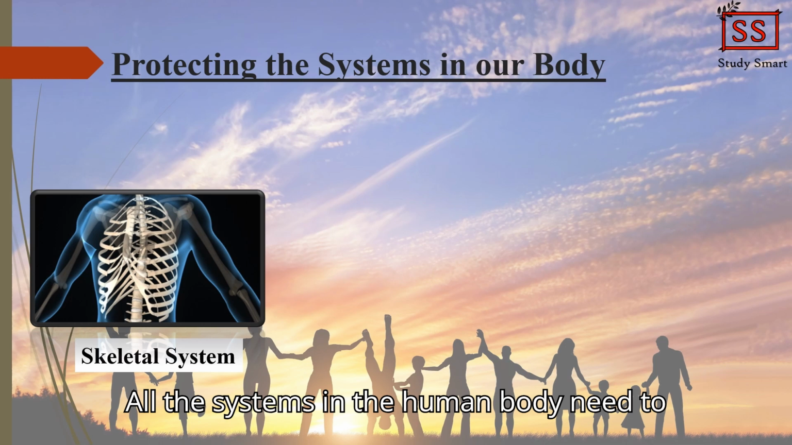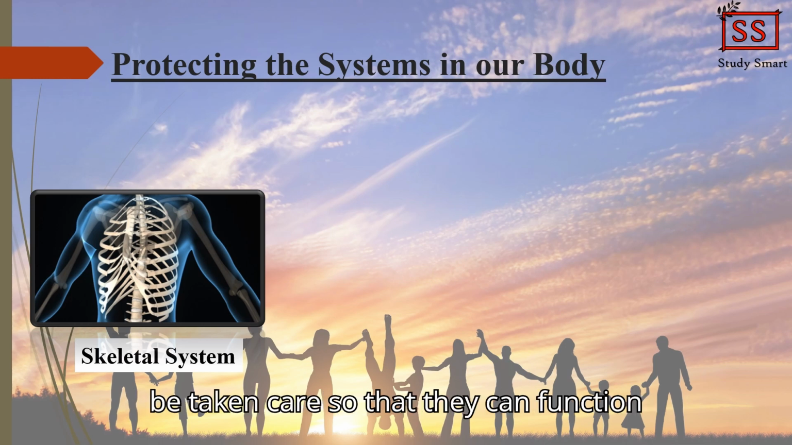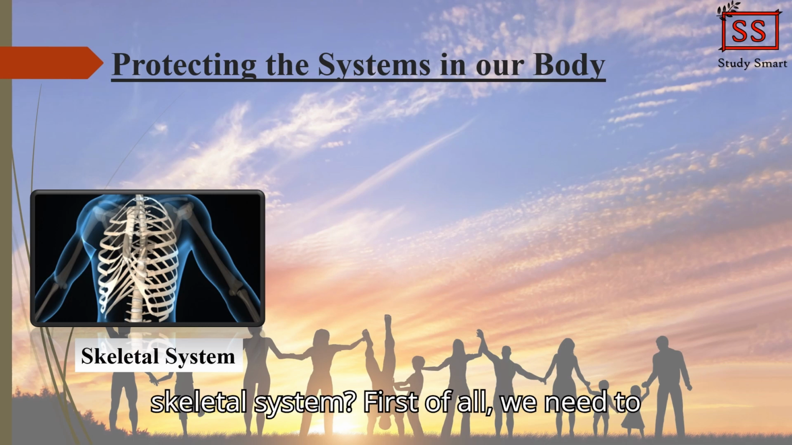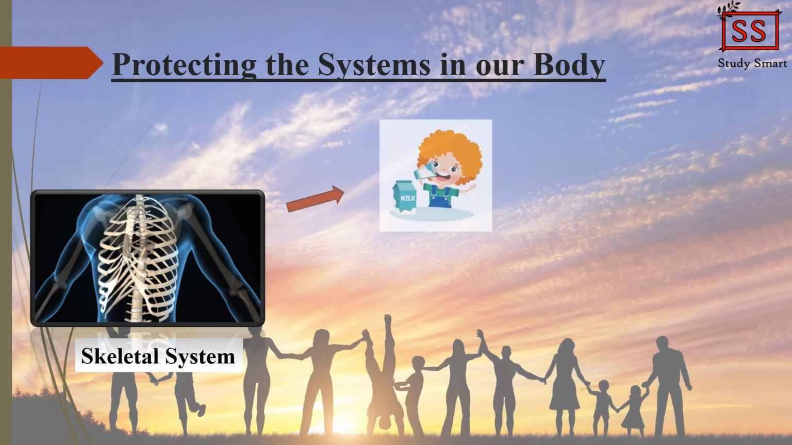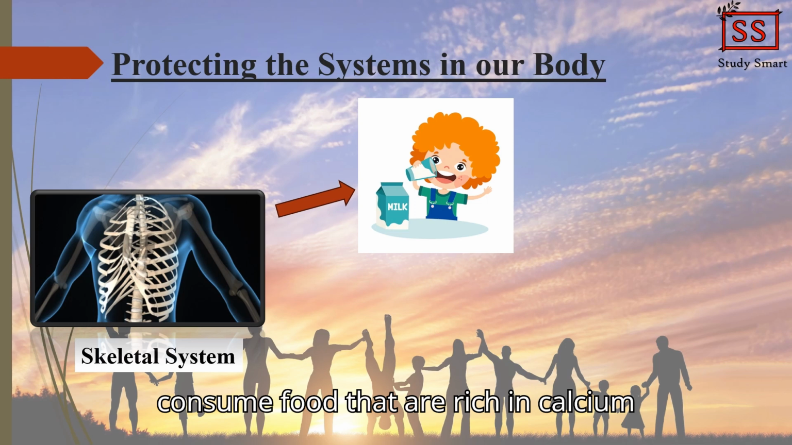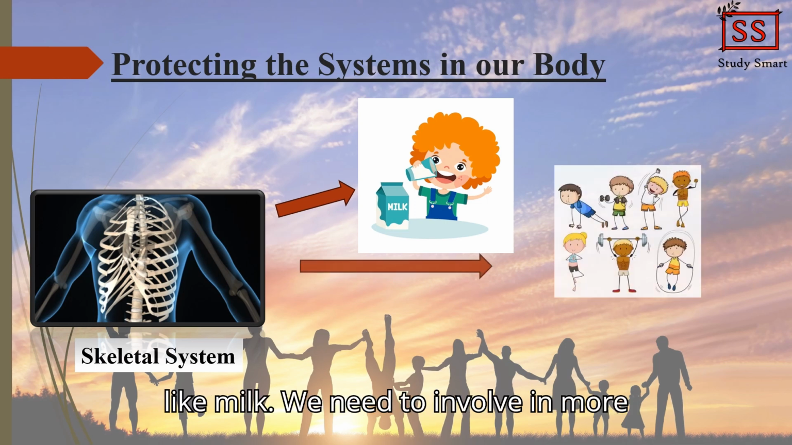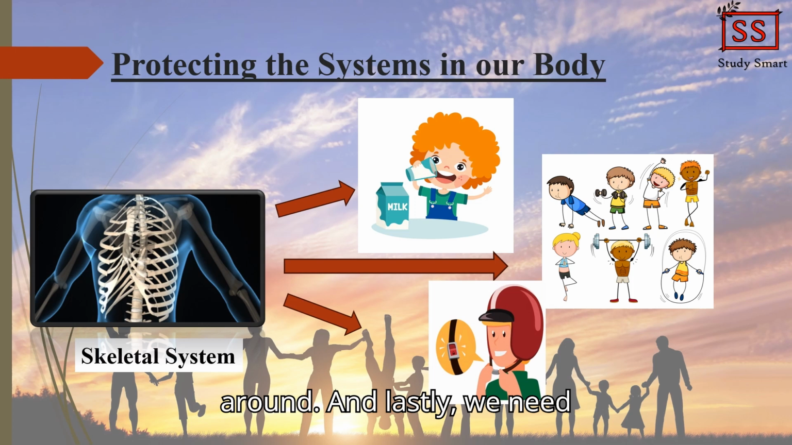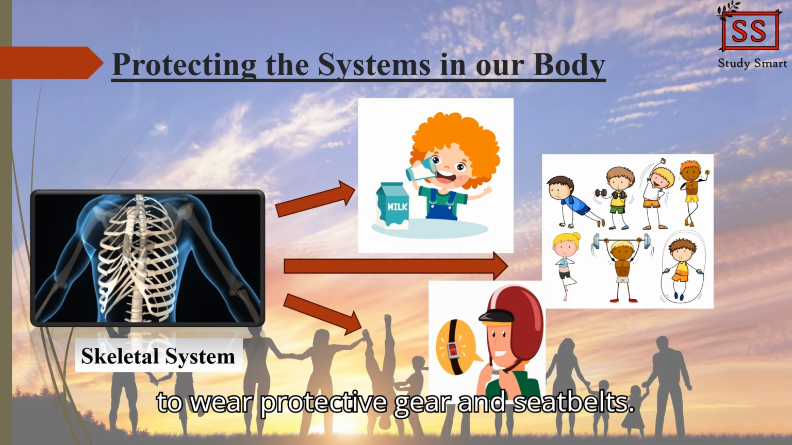All the systems in the human body need to be taken care of so that they can function efficiently. So how do we protect our skeletal system? First of all, we need to consume food that is rich in calcium like milk. We need to get involved in more physical activities such as running, jumping, dancing and moving around. And lastly, we need to wear protective gear and seat belts.